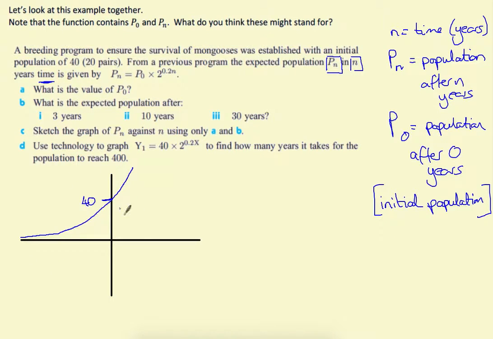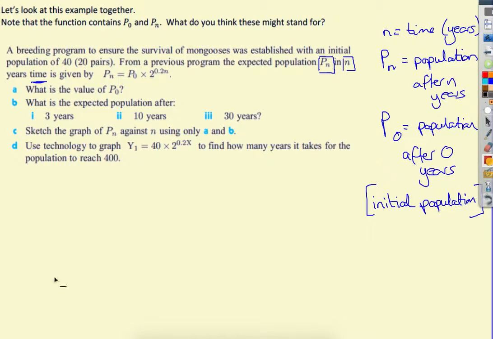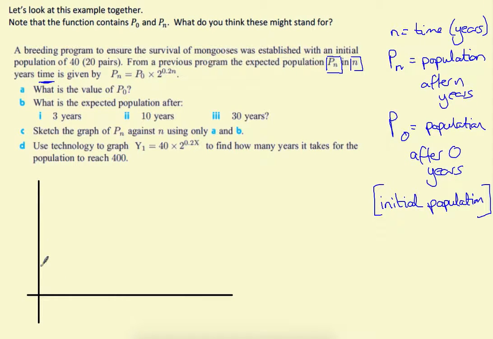Now, thinking about my sketch, does it make sense? I've got this section here, which is all negative time. That doesn't make sense. So let's have another go at this. What I really want are axes that don't concern themselves that much with negative time. So here we go. Instead, it will look something like this. I'm going to mark on the point I know, which was 40. This is my population, and this is time, and that would be a sketch.